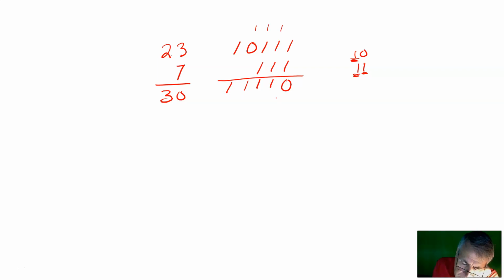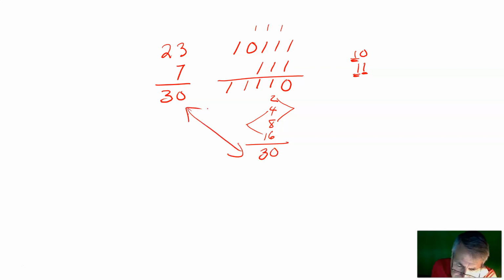Okay, so this number is 0 plus 2 plus 4 plus 8 plus 16. Okay, and 8 and 2 is 10, 16 and 4 is 20. That adds up to 30, and that's exactly what we're supposed to get.